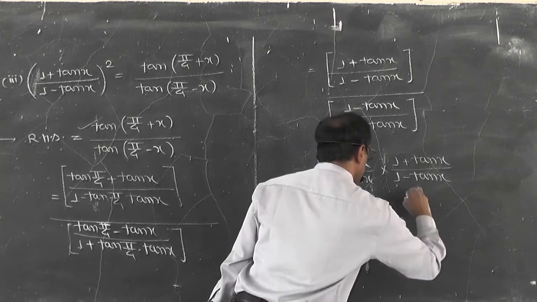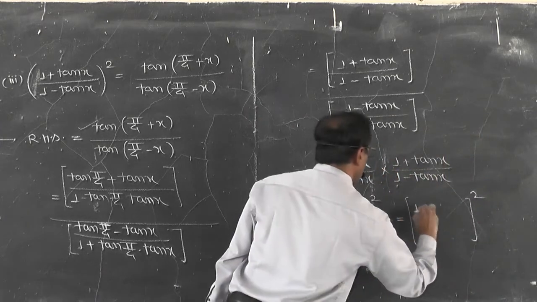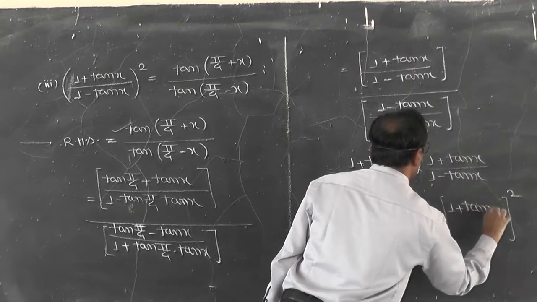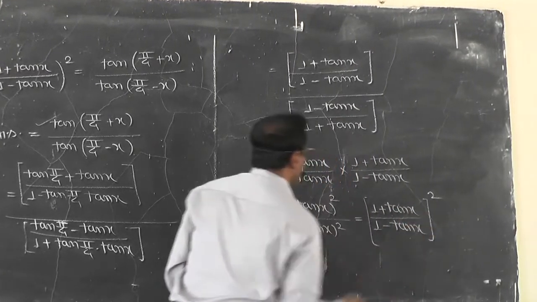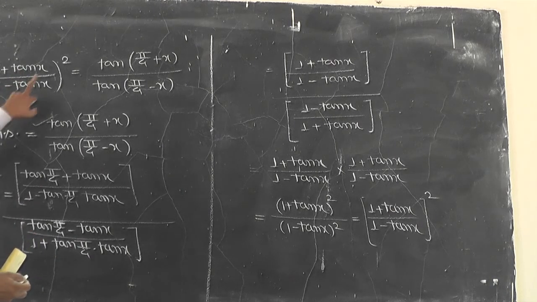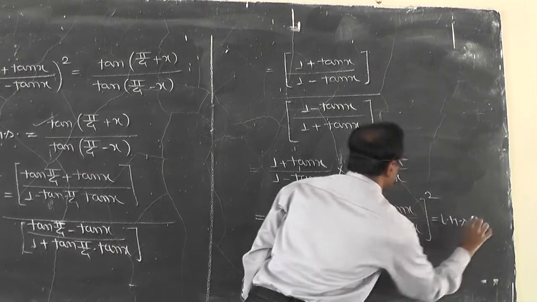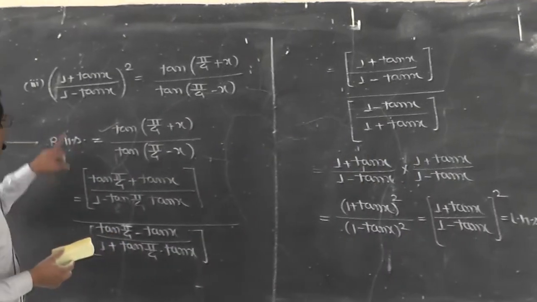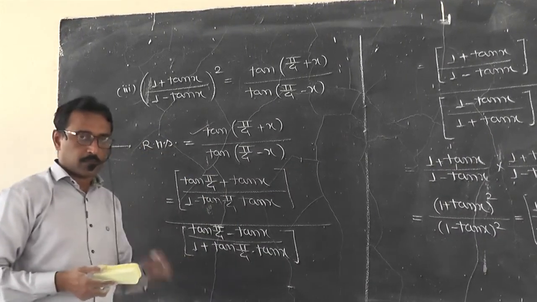And I will write it as a single square now: 1 plus tan x upon 1 minus tan x, bracket square. It is your required LHS. We have performed this by taking the RHS and getting the LHS.